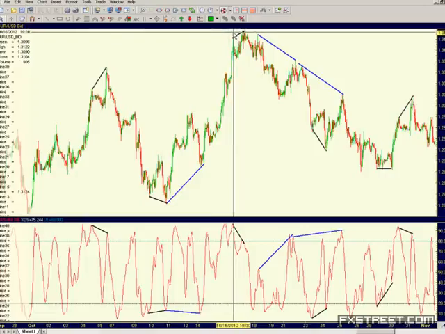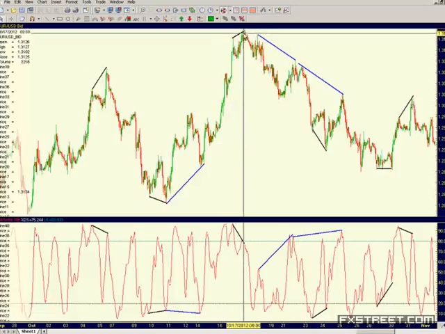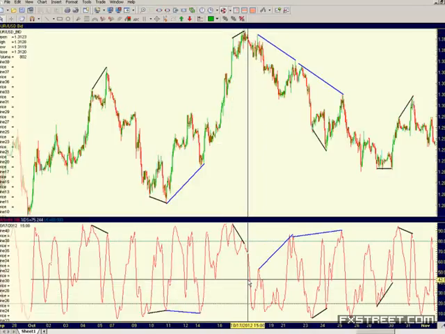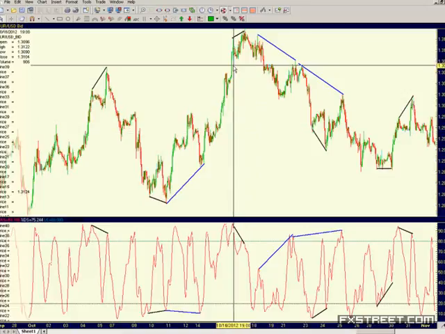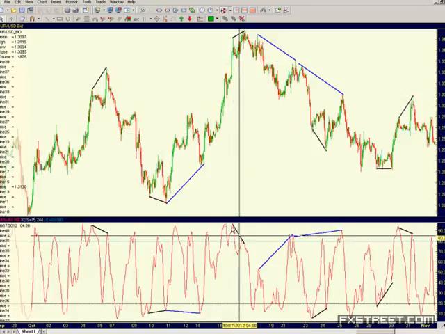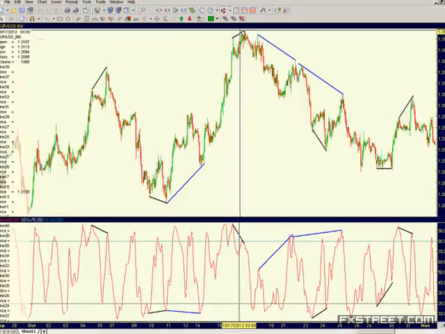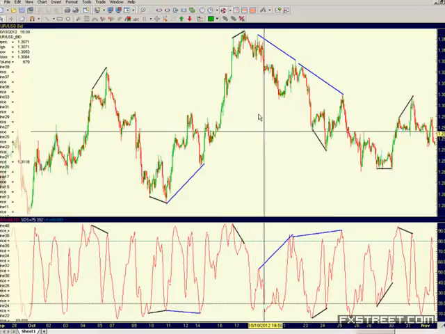Now, same thing here. We have a higher high in price right at this turn. This is again on the 60-minute chart of euro dollar. We have a higher high in price right here, and we have a lower high in the oscillator. Loss of upside momentum. This is bearish regular divergence and a potential turn to the downside. And there we have it right there.